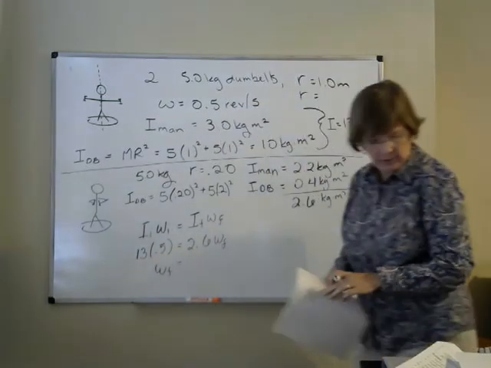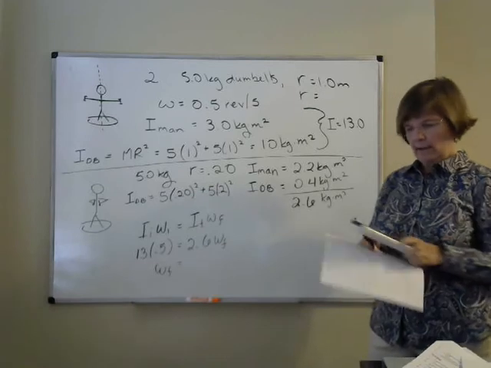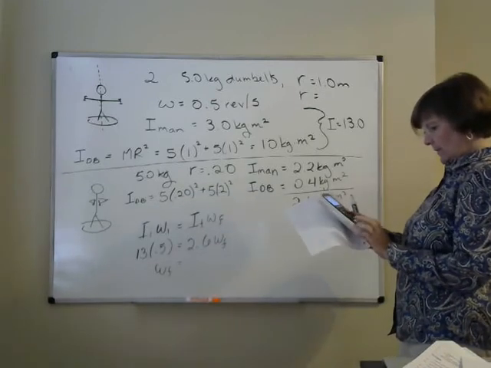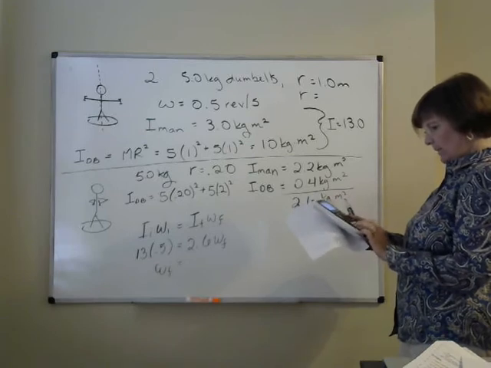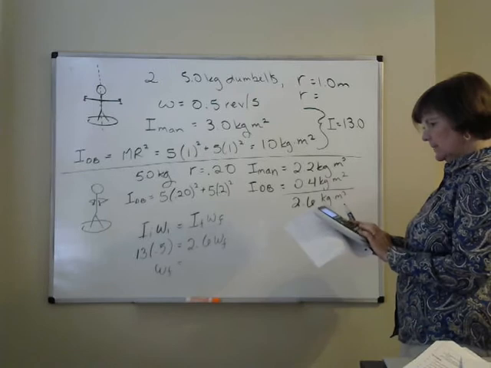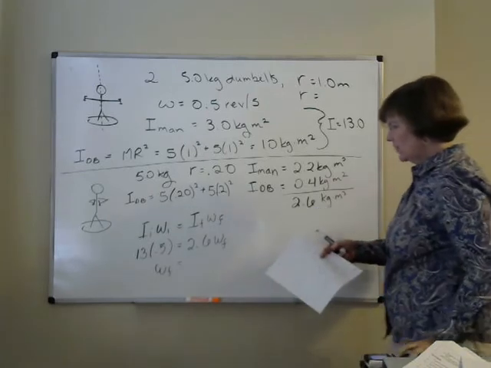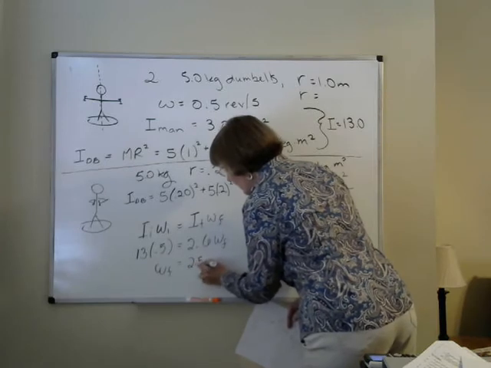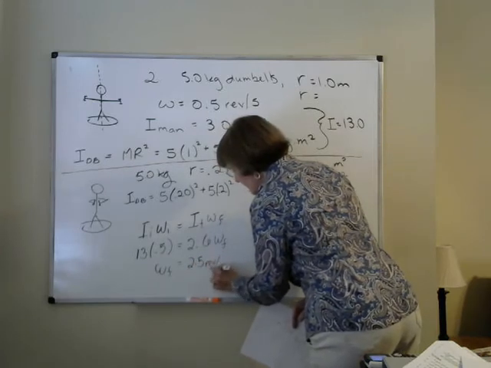So let's do the math. 13 times 0.5 divided by 2.6 comes out to be 2.5 revolutions per second.